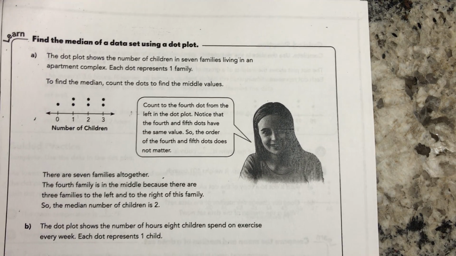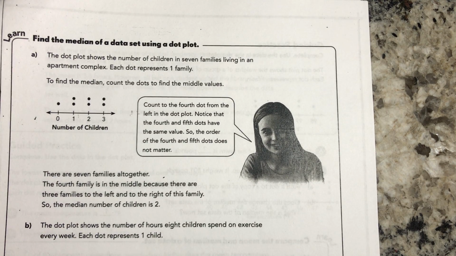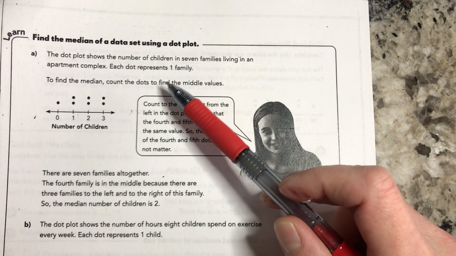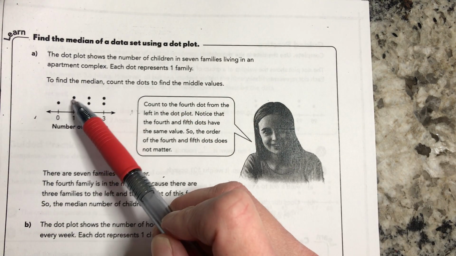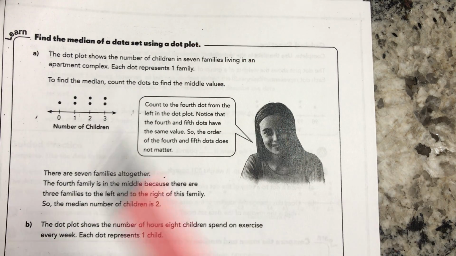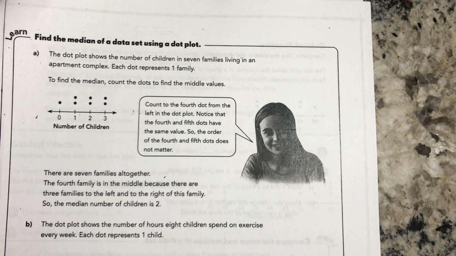Find the median of a data set using a dot plot. Okay, so the dot plot shows the number of children in 7 families living in an apartment complex. Each dot represents one family. How many families do we have? 1, 2, 3, 4, 5, 6, 7 families. To find the median, count the dots to find the middle values.